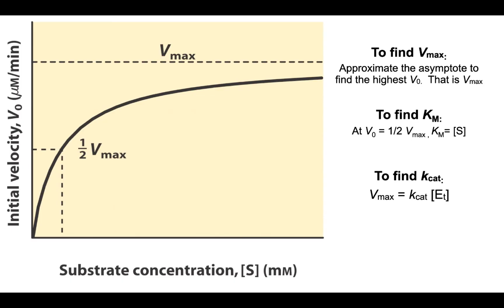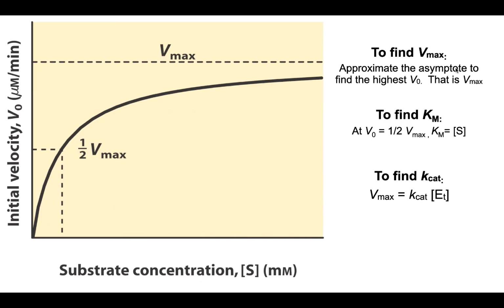Now, a problem that we have when we look at the data this way is that this hyperbola never actually reaches the asymptote. So you don't actually know really easily what the Vmax is. You are estimating it.